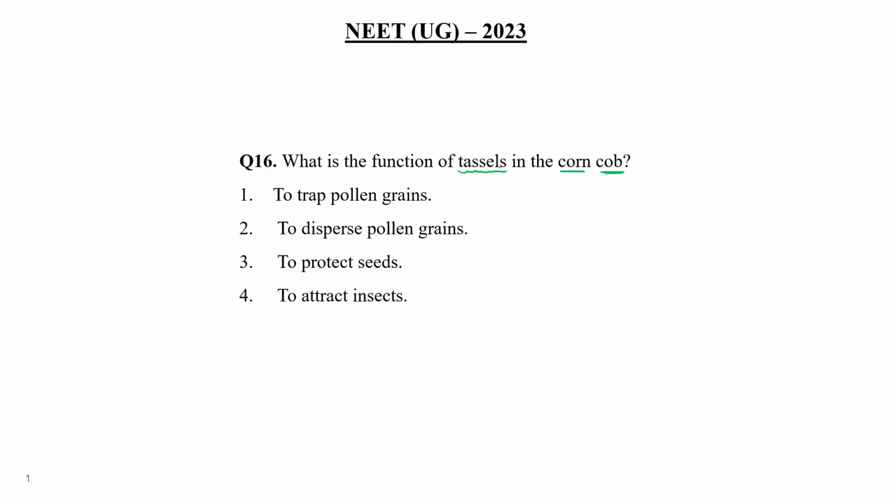Okay. So these tassels present on the corn cob are mainly there to trap the pollen grains of other plants, right? Same species, but another variety. Means for pollination purpose, to trap the related pollen grains. So these are helping to trap the pollen grains. Okay, so choice number 1 would be the correct answer to this question.